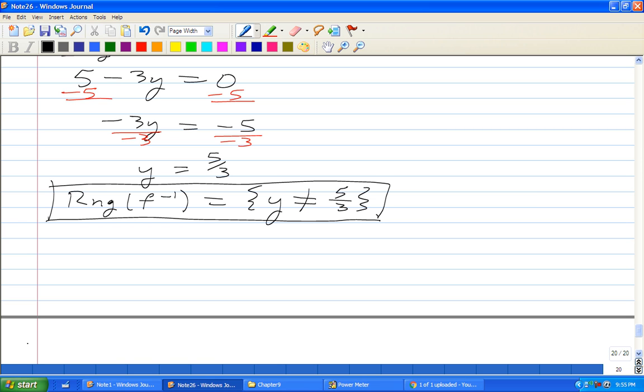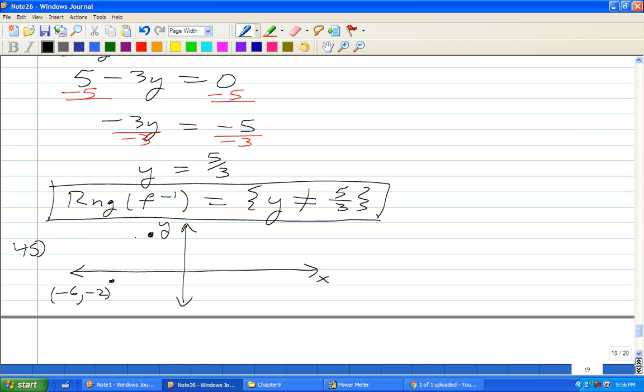Let me do problem number 45. Let's see if I can draw this, at least as best as I can. Probably going to have a little trouble here, but it's a little tight. Okay, so this is negative 6, 2. So negative 6, negative 2. Let's say that this is negative 3 and 5 is about here. Negative 3, positive 5.